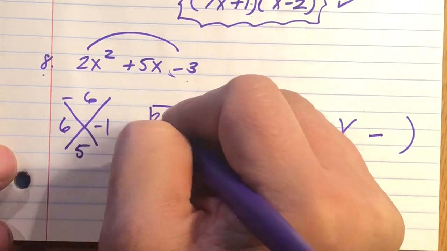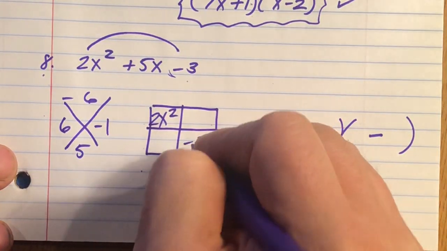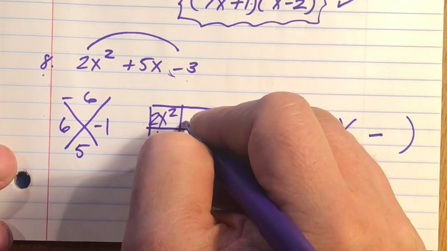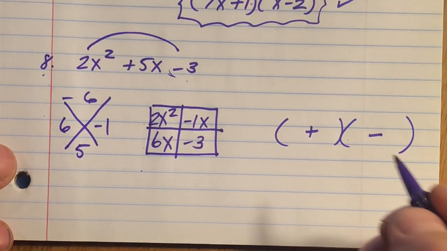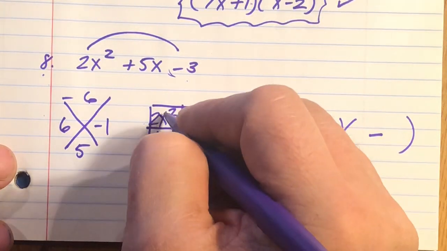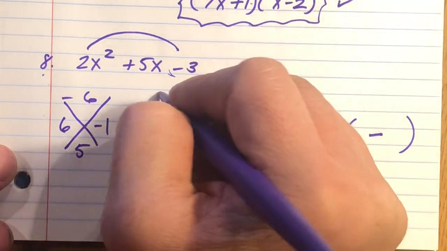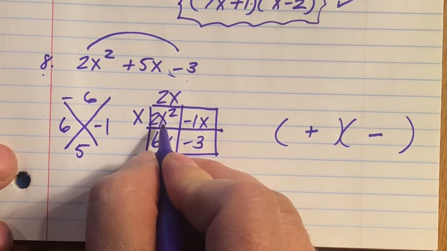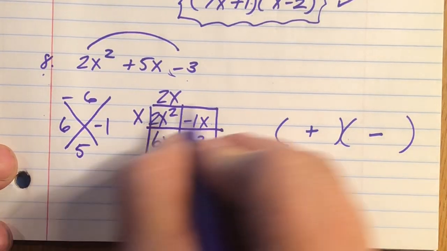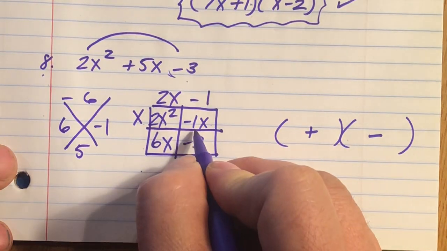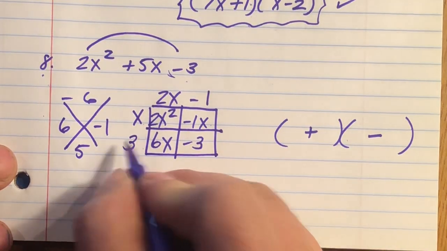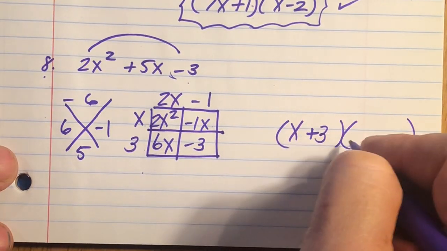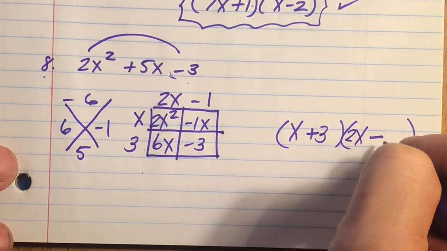So I'm going to have 2x squared, 6x, and then minus 1x. This column, I always start with this column, has a GCF of 2x. 2x times x is 2x squared. X times negative 1 is negative 1x, and negative 1 times 3. So there we go. That works perfect. X plus 3 and 2x minus 1.